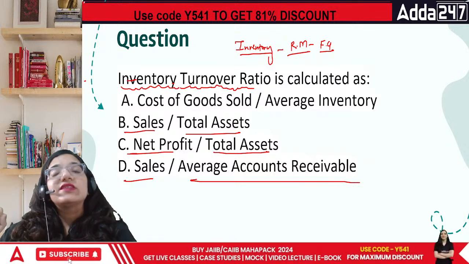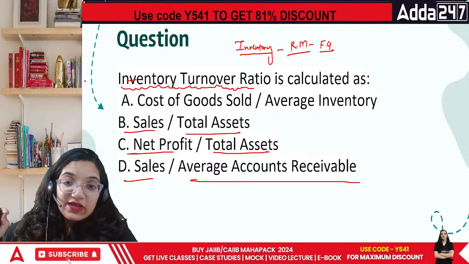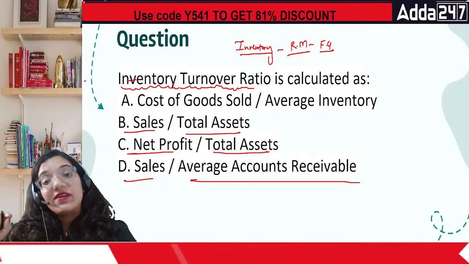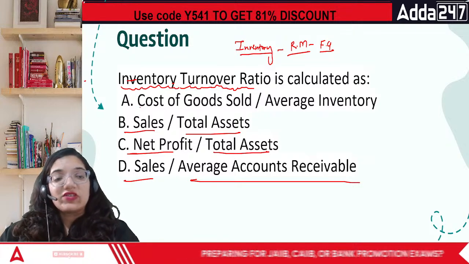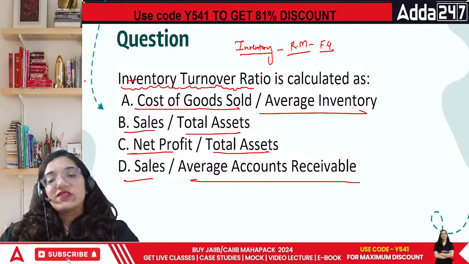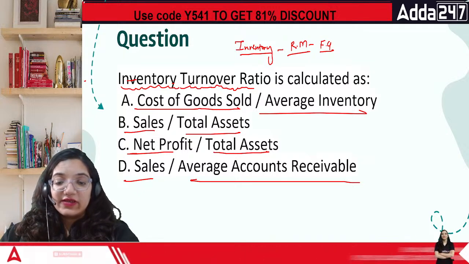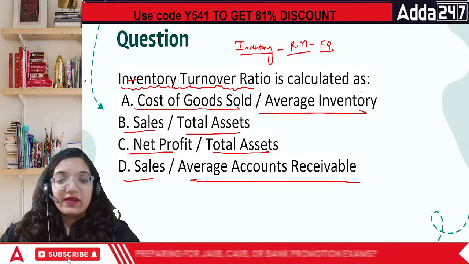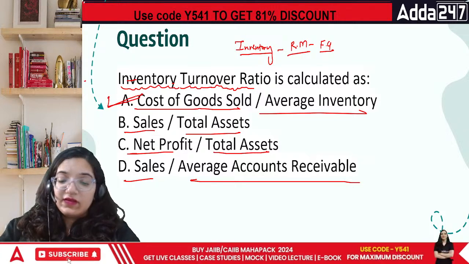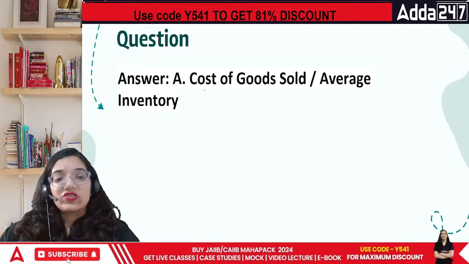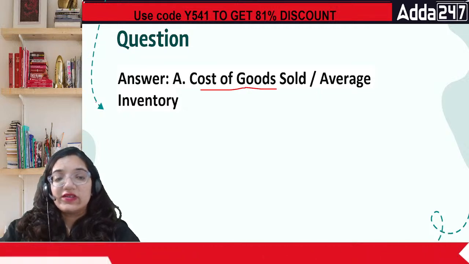Turnover means sales. So the relationship between sales and inventory is to be covered here. So in this case, the correct answer is, if the sales is not given, then the cost. Cost divided by average inventory. Then everyone, the answer is A. That is cost of goods sold divided by average inventory.